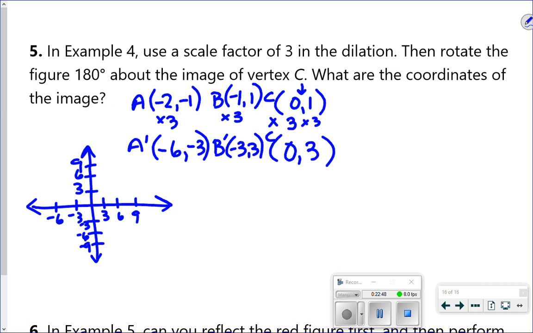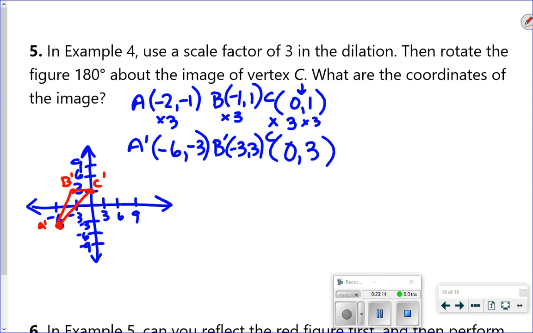Okay, so I've got my coordinate plane here, A, -6, -3. So over -6, down -3. Here's where my point would be. I think I'm going to switch colors here and make it stand out a little bit better. All right, so there's my point. That is my copy of A. Okay, B is at -3, 3. So -3, +3. That would be my copy of B. My copy of C is at 0, 3. So over 0, up 3. Here's my copy of C.